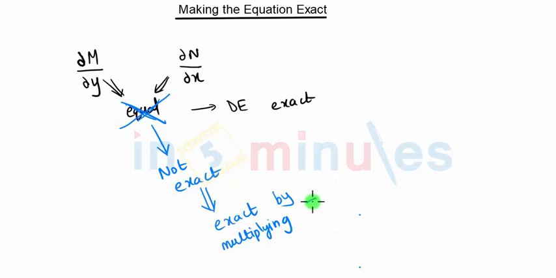by multiplying by some integrating factor. What is an integrating factor? An integrating factor is a common factor of M and N, which when multiplied by M and multiplied by N, gives us new M1 and N1. For this new M1 and N1, we again find these partial derivatives, and these two will be equal. So as you can see, somehow we have to make our equation exact even if it is not exact.